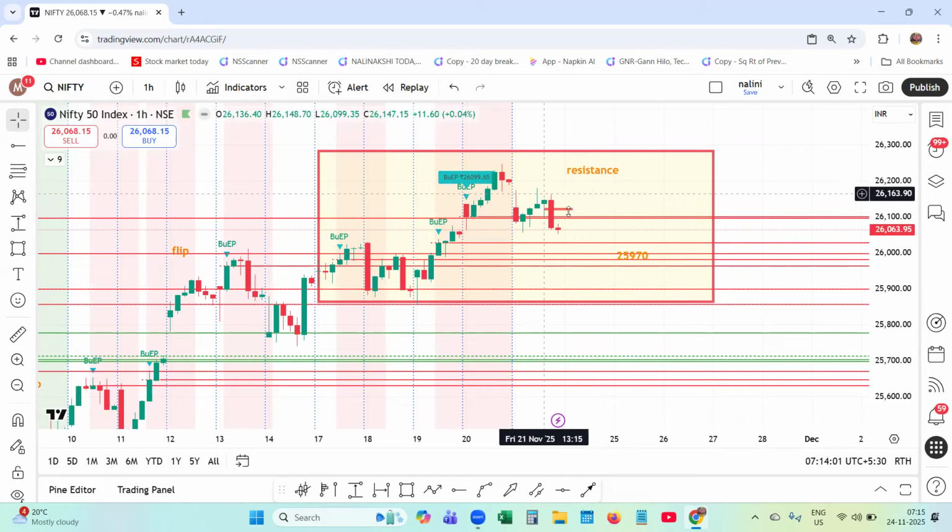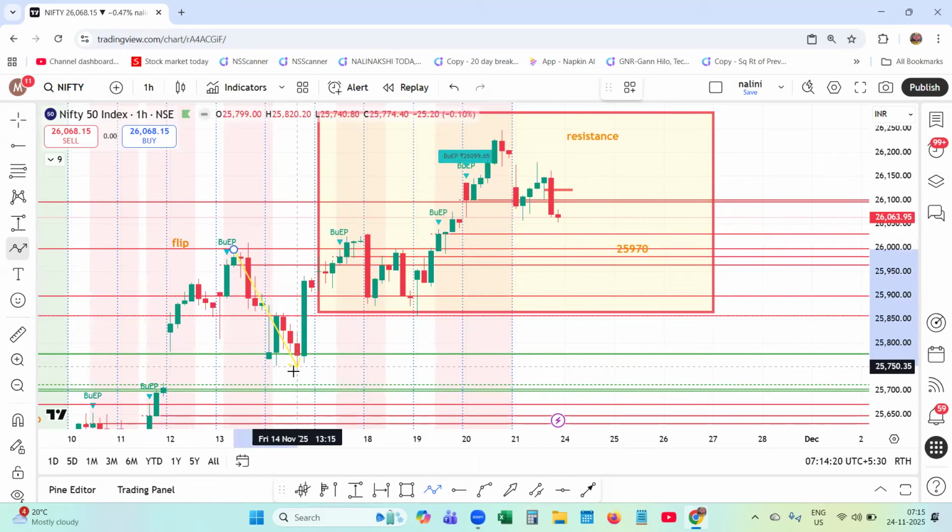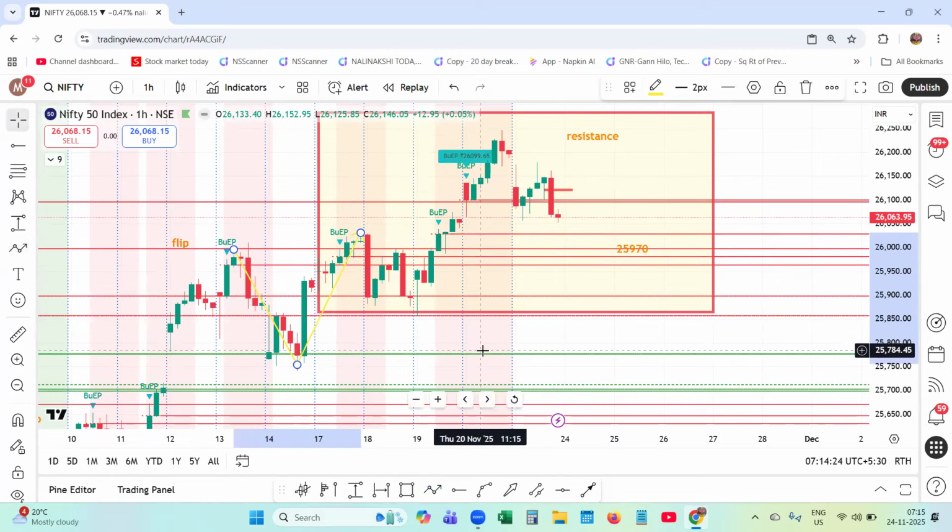26,030 and the market has broken below this level, 26,096, and these are the major cluster of levels over here. So you can see the market, you can easily identify the swings. This is the put writer level.